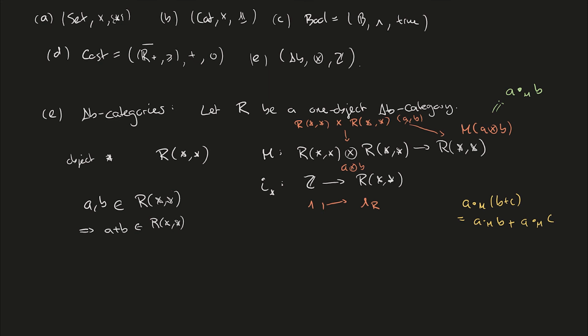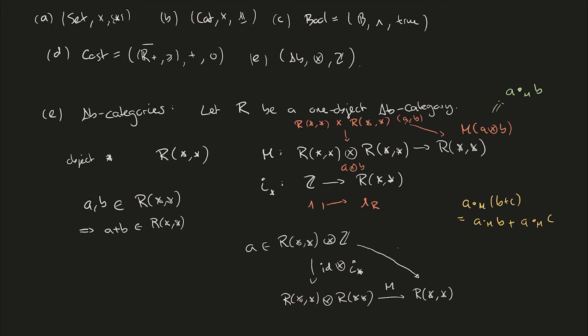Finally, let's see what unitality means. If we're given some A in R**, then we have the following. We have that R tensor Z, mapping with the identity tensor the identity on star, to R** tensor R**. And now using the composition map is the same as if we just used the right associator.